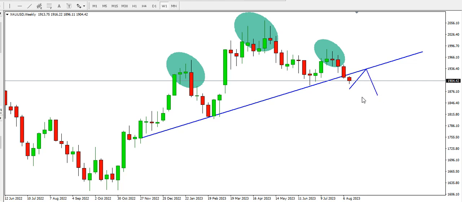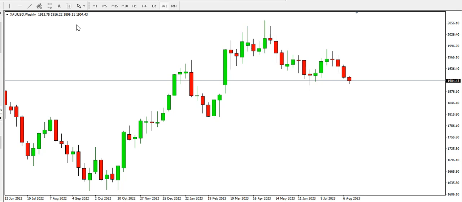But this is the weekly time frame, and this might take weeks or months. Price might just start to reverse and then go up for us to have a double bottom around here. But that's that for gold.